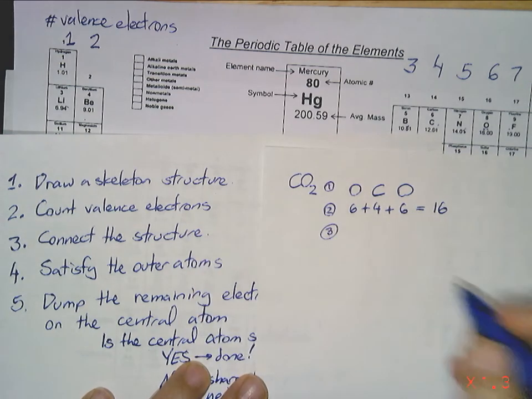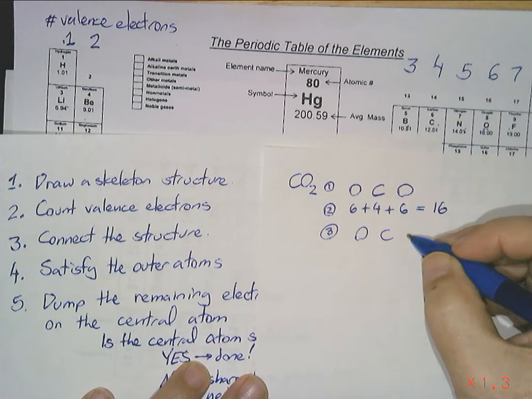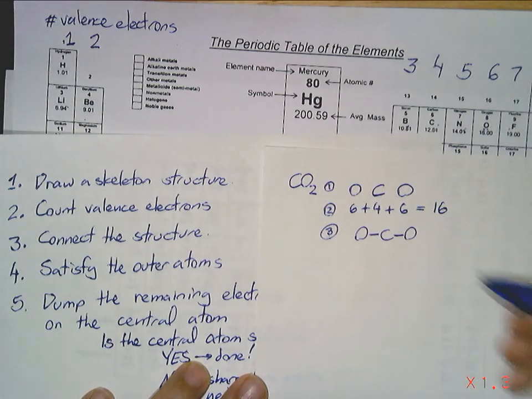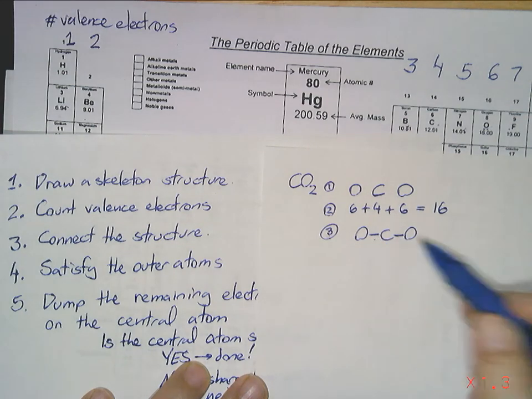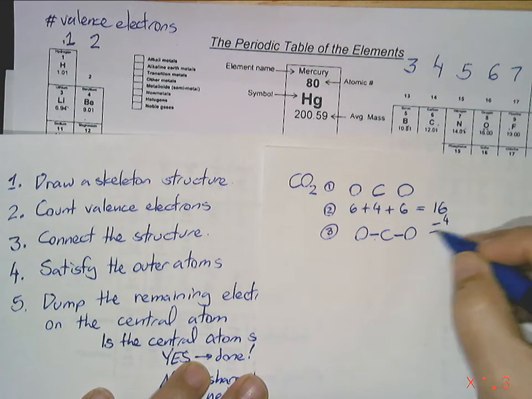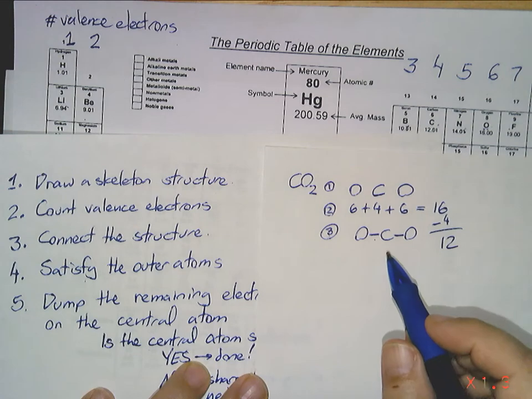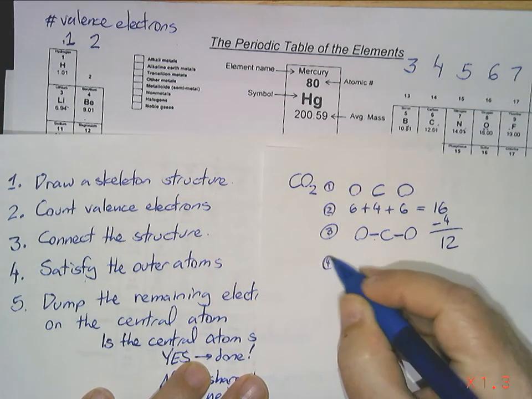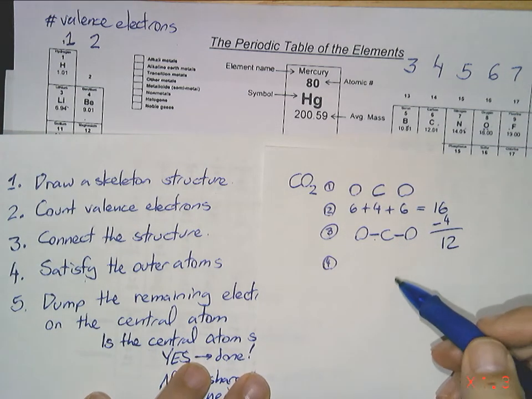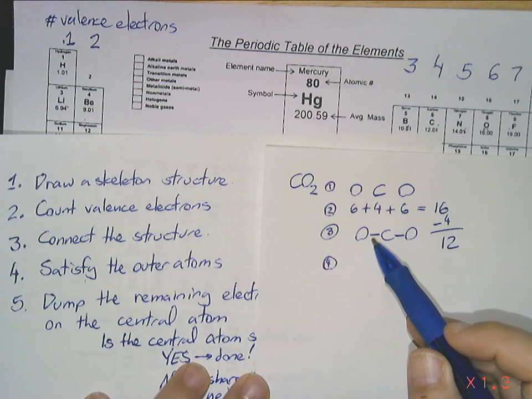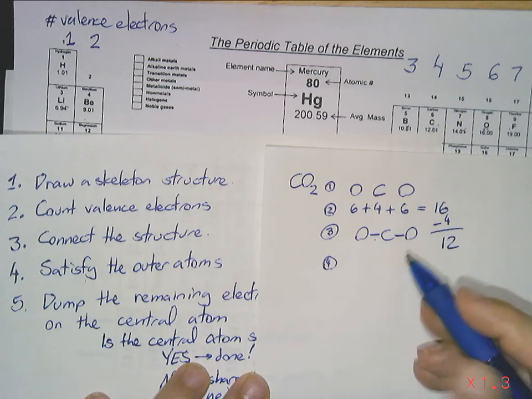Step 3, connect the structure. Here's my skeleton. Going to connect the central one with all the outside ones. And that took away 4 electrons. I've got 12 electrons left at this point. The next thing I'm going to do is satisfy the outer atoms. Now the outer oxygens here, how many more does this oxygen want? Now it wants 8 altogether. This stick means it's got 2, so it needs 6 more.